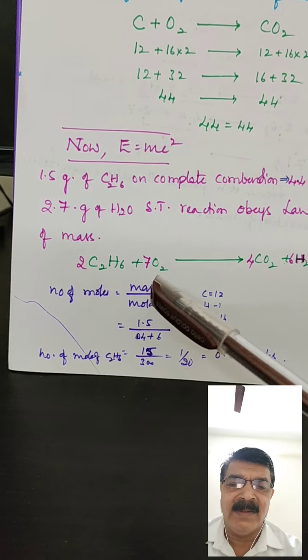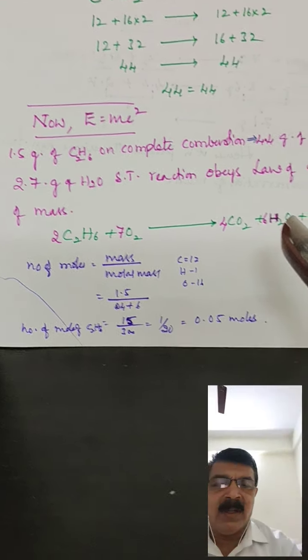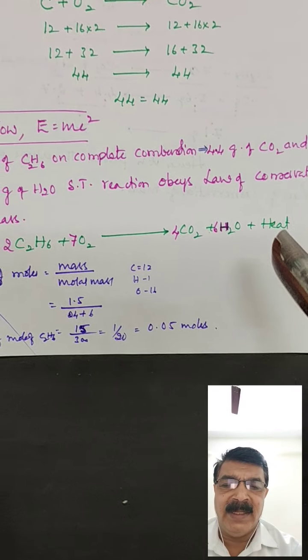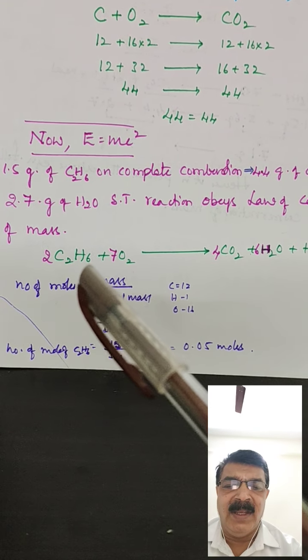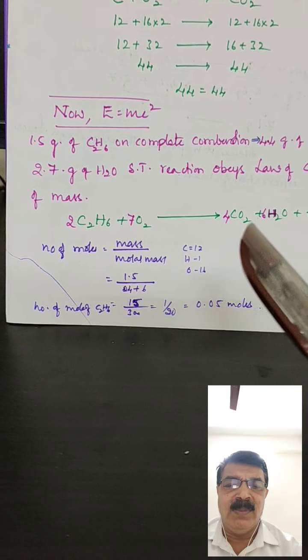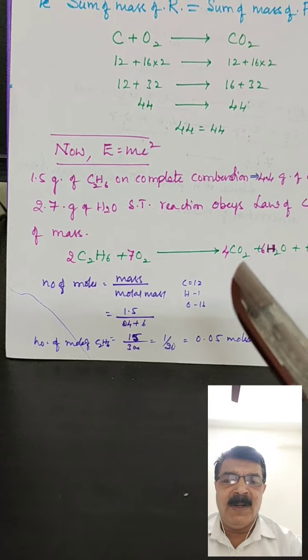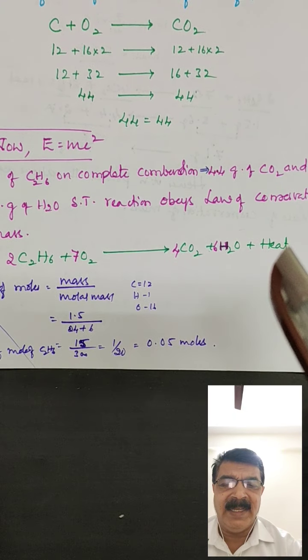So it needs oxygen. Then what does it give? Carbon dioxide and water and energy, that's heat. So here 2 molecules of ethane need 7 molecules of oxygen to give rise to 4 molecules of carbon dioxide and 6 molecules of water and heat.